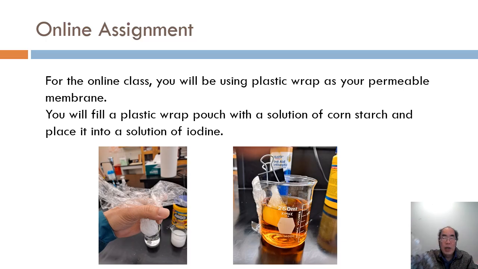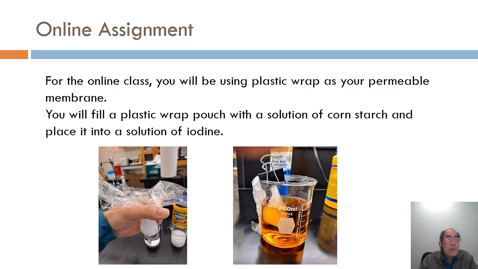So here's some plastic wrap. What you'll do is make a ring with your thumb and index finger like so, take a piece of plastic wrap, place it over your thumb and index finger, and push the plastic wrap through, making a little pouch like so. And then you'll fill this pouch with a cornstarch solution, and stick it into a beaker of iodine and water, pictured here on the right. Then you'll observe the change, and you'll be able to determine which molecule diffuses in which direction.